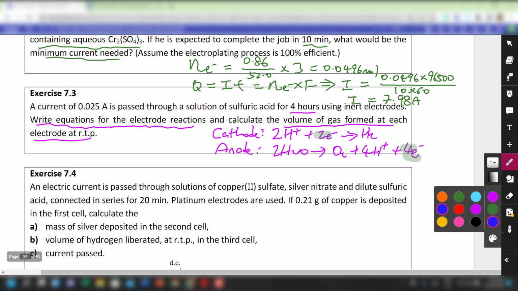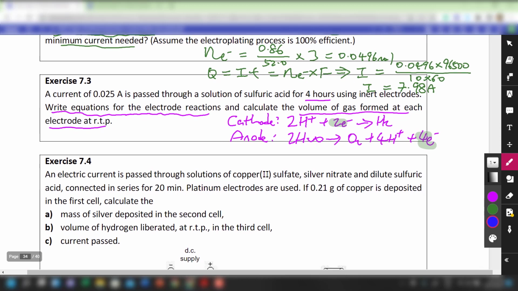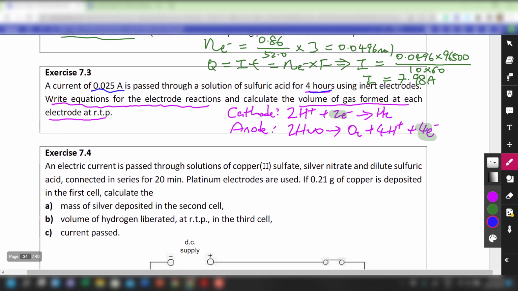Okay, but first please bear this in mind. I think the first thing we need to do is, because we are given current and a time, we need to calculate the quantity of charge transferred. So that will be the current, which is 0.025, multiplied by the time.